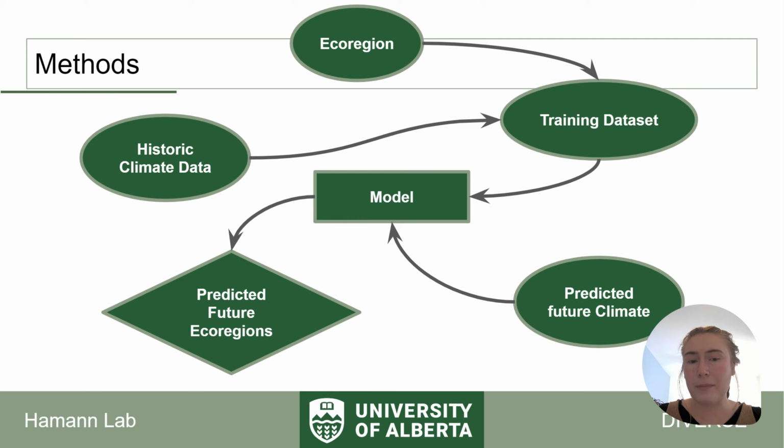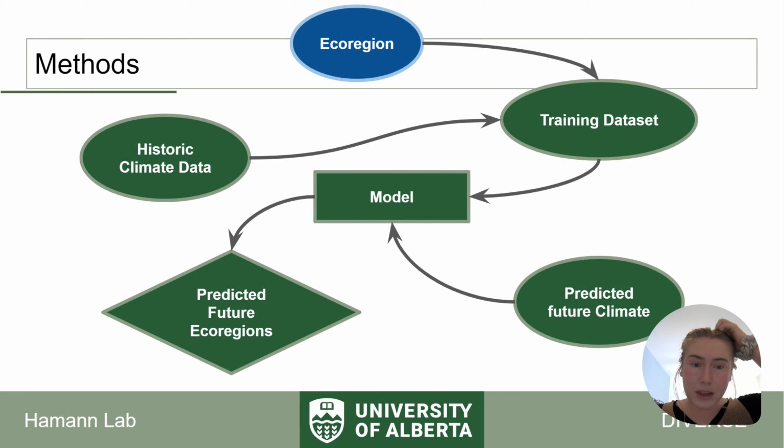So taking a look at my methods, like I said, I'm using envelope models. My target variable is going to be ecoregion, so it's going to be at the ecosystem level. And I'm going to use historic climate data to train the model to predict ecoregions. And then I'm going to use predicted future climate data, and I'm going to use that to predict how these ecosystems will shift across North America.